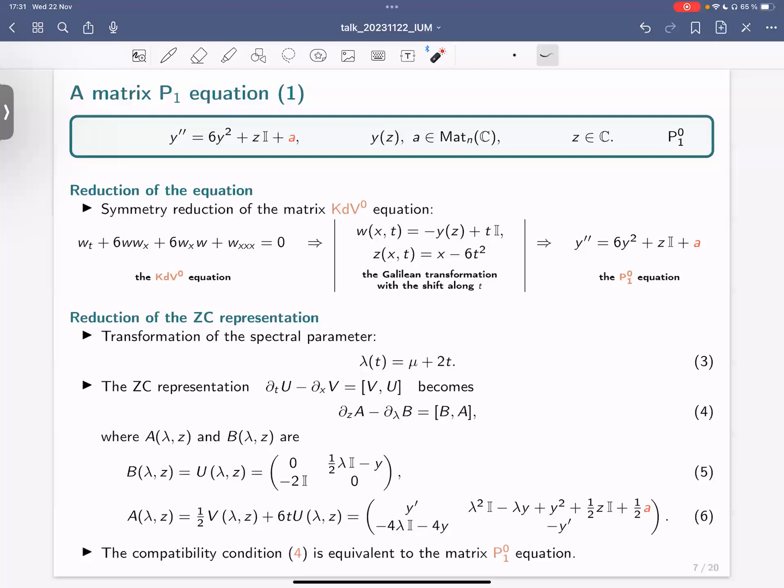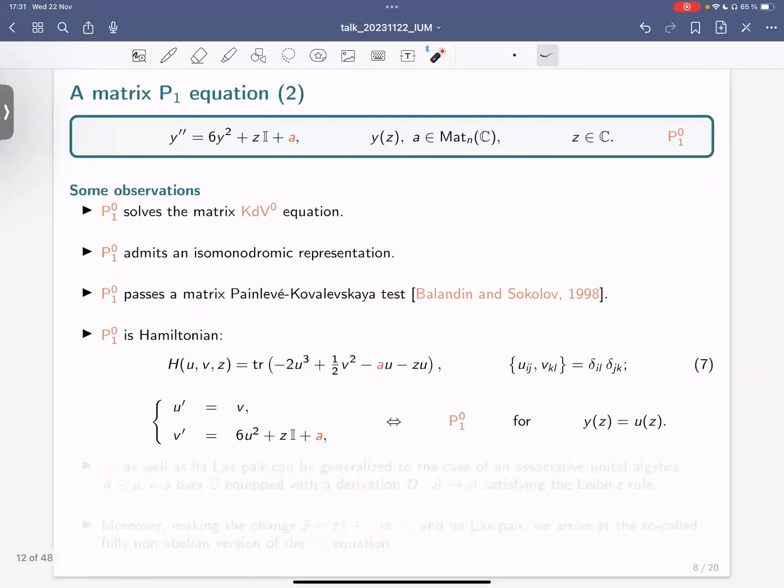One can verify that this compatibility condition for the matrices A and B leads to the matrix Painlevé 1 equation. So we have derived a matrix analog for the first Painlevé equation. This analog solves the matrix KdV equation. This analog also has an isomonodromic representation. In the paper by Balandin and Sokolov, it was shown that the matrix P1 equation admits a matrix analog for the Painlevé-Kovalevskaya test.